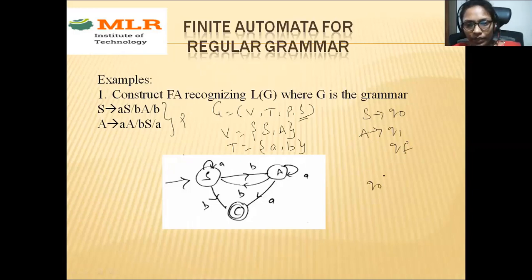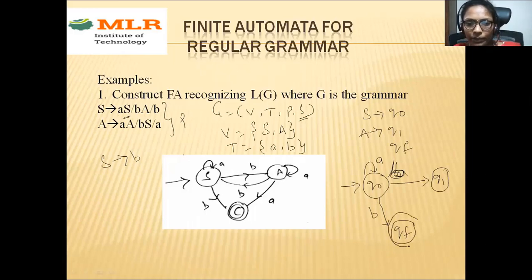Now we will write the transitions. Q0 is the initial state. On a, where is it going? It is going to S itself. Then on b, Q0 on b is going to A. What is the name of the state? A. For A we have taken a new state called Q1. So Q0 on b goes to Q1. Then S tends to b. That means we don't have any state here. In that case, Q0 on b should go to a new state called Qf, which will be the final state.